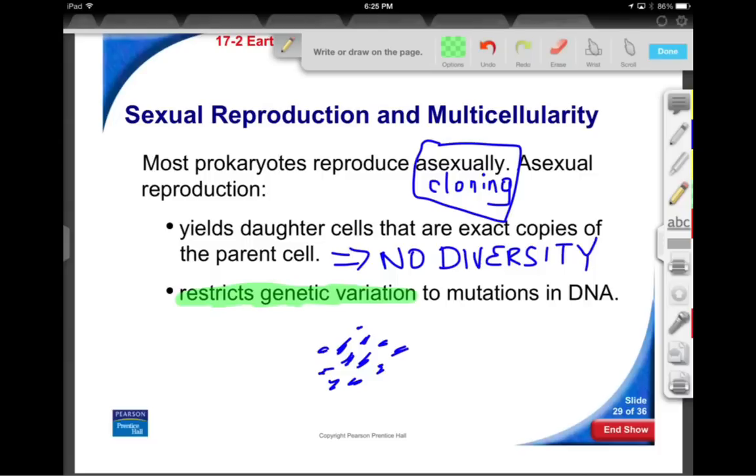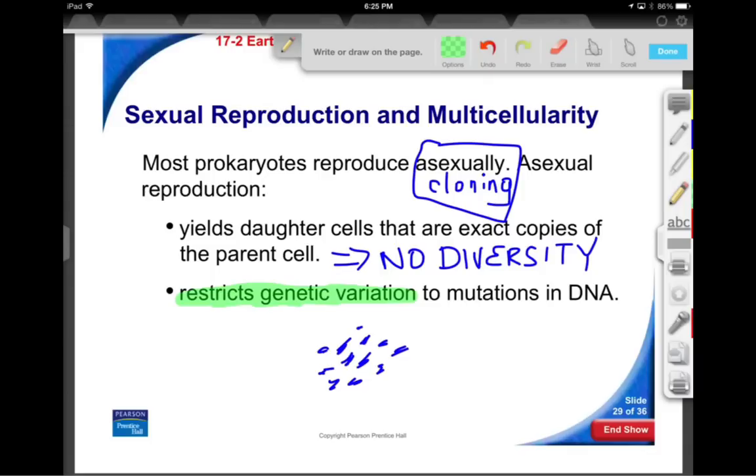That is really bad because what happens is you're restricting genetic variation. I mean, really, what would happen if one of those bacteria that cloned itself was very easily killed by one variety of antibiotic? Now we've got a whole army that has the same problem. You're not going to see much variation going on in that population.